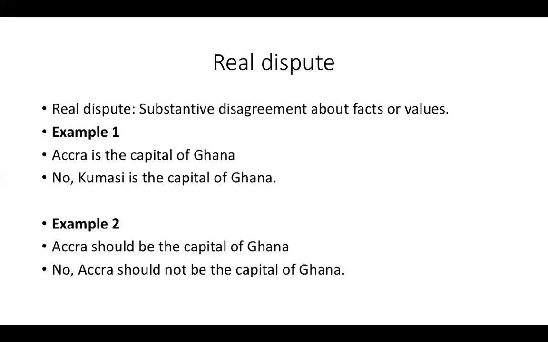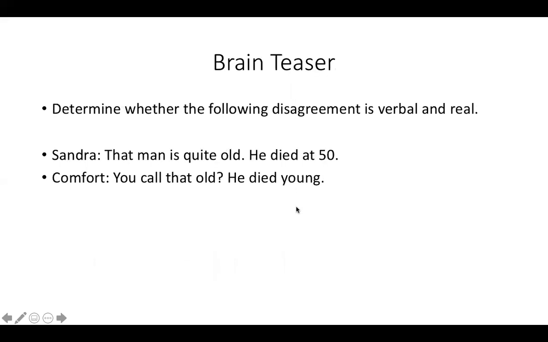Someone could say, for instance, that Takoradi should be the capital because it would be most efficient. Or someone can say that Tema should be the capital because it would be the most efficient for the country. So those are non-moral value disagreements. So these are the real disputes.